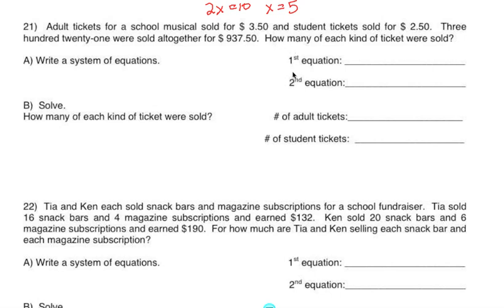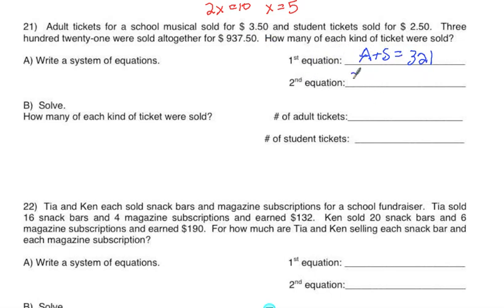Okay, so we're going to start on 21 again since I misread this. You do not have to change that 937.50. But our two equations are still going to be the same as what we just wrote down. So that first equation is going to be A plus S equals 321. Because I had mistakenly written 121 on my paper. That's why that had to be 337. But this is correct, so hopefully this is what you got if you've already attempted this.